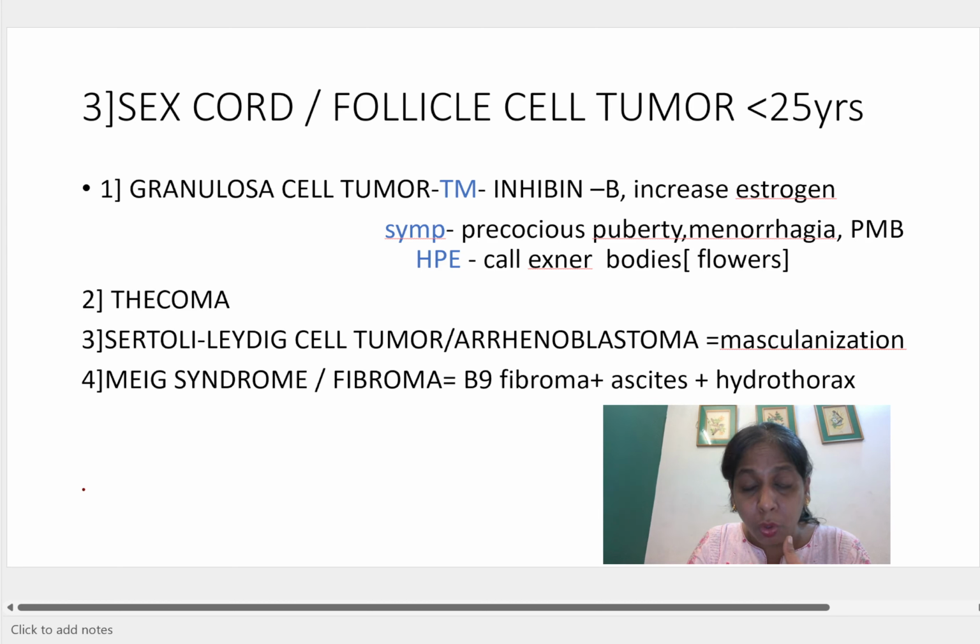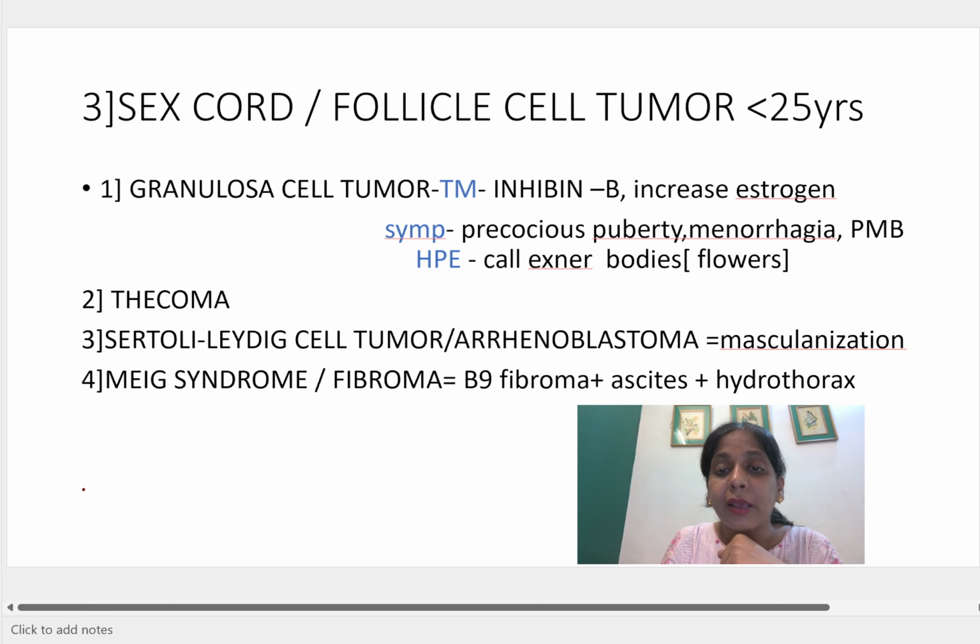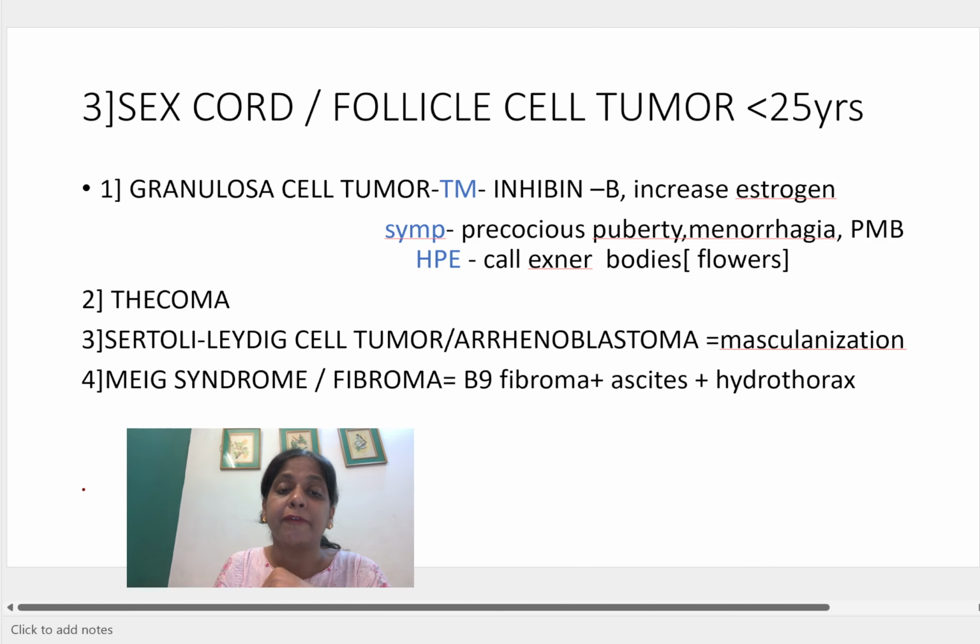tumor. Okay, the third type is the Sertoli Leydig cell tumor. The remnants of the Sertoli Leydig cells are there. They become tumorous, and now these Sertoli Leydig cells, as in the males, will synthesize testosterone, and now the female will become male due to the testosterone. And these tumors, as they change the gender of that person, are known as arrhenoblastoma. Now the last type is the Meigs syndrome or the fibroma.